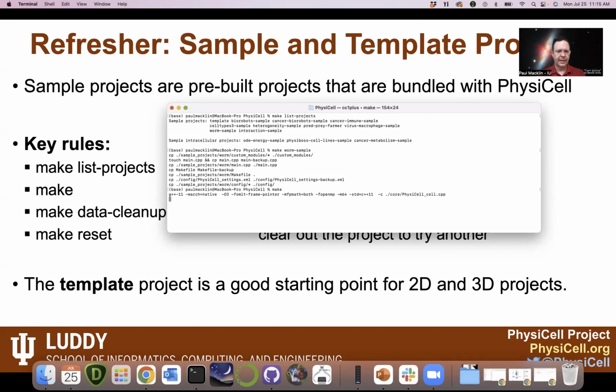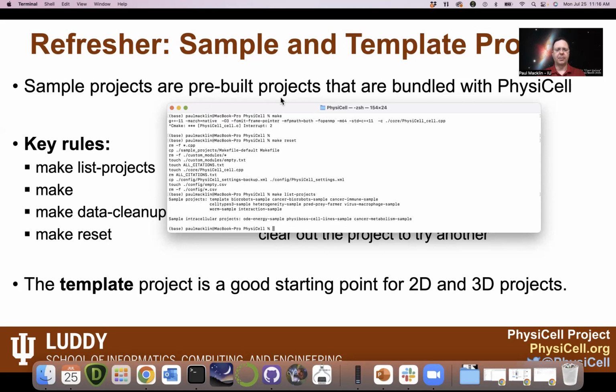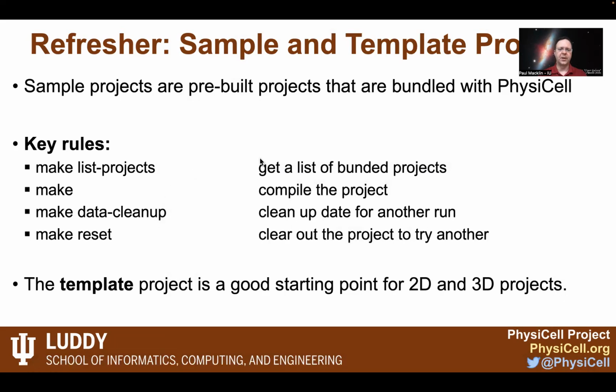I'm going to go ahead and just cancel that. We'll make it later. Suppose now you want to switch between projects. You can type make reset, and that will get you back to a clean starting point. Then you could do make list-projects again and see what projects are available. There are a number of projects available in PhysiCell. The one you'll be using the most is called template, the template project, which is a basic starting point to build a 2D or 3D project. That's often where you're going to start any new project.